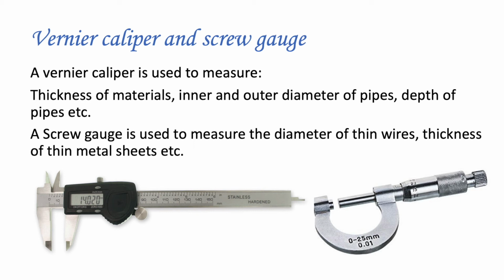Vernier calipers and screw gauges. A vernier caliper can be used to measure inner and outer diameters of pipes, diameter of small cylinders or depth of small pipes. A screw gauge can be used to measure the diameter of thin wires or thickness of very thin metal plates.